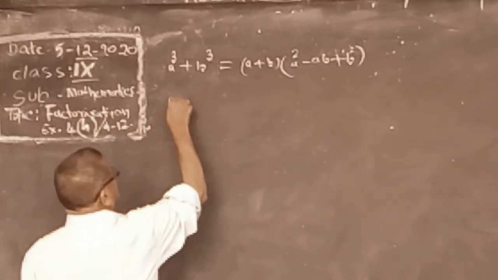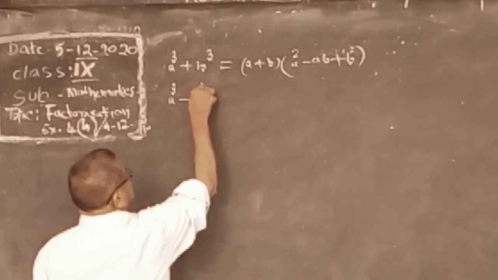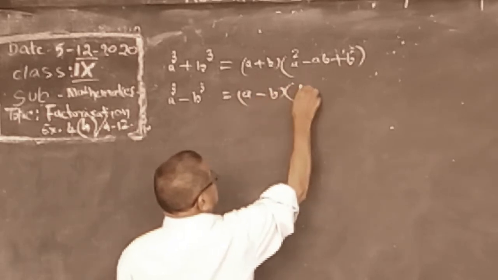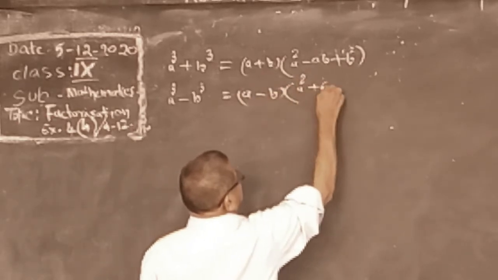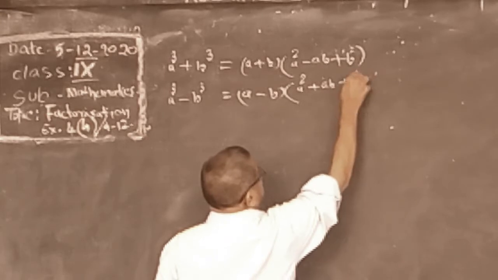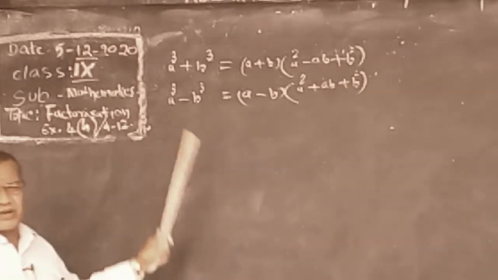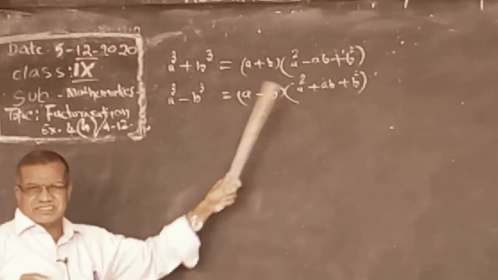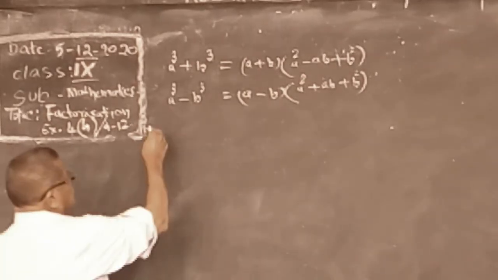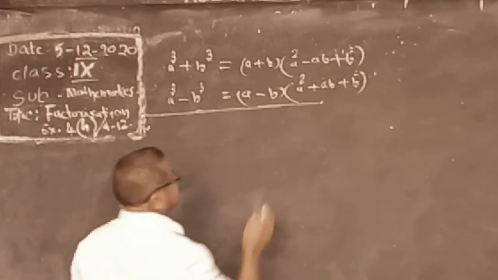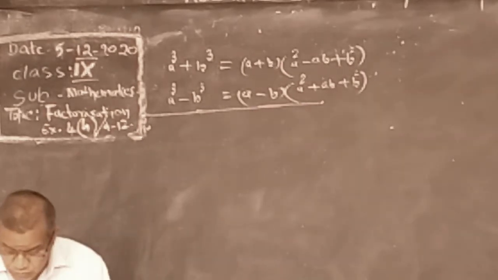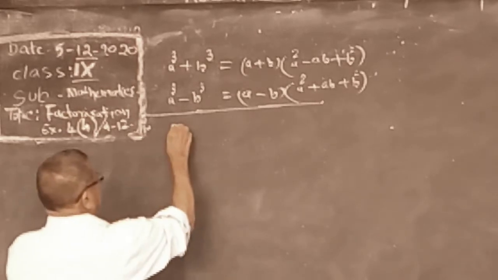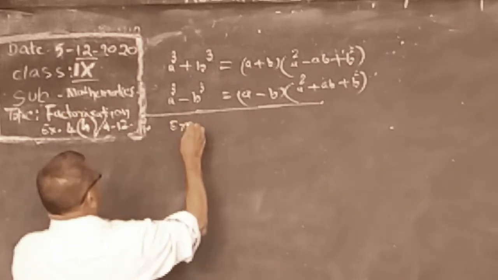Now another formula: a cube minus b cube is equal to (a minus b) into (a square plus ab plus b square). The middle plus will come. So these are the formulae, and on these formulae, these are the factors. That's all. If we know the formula, we can easily write. So this is exercise 4H.